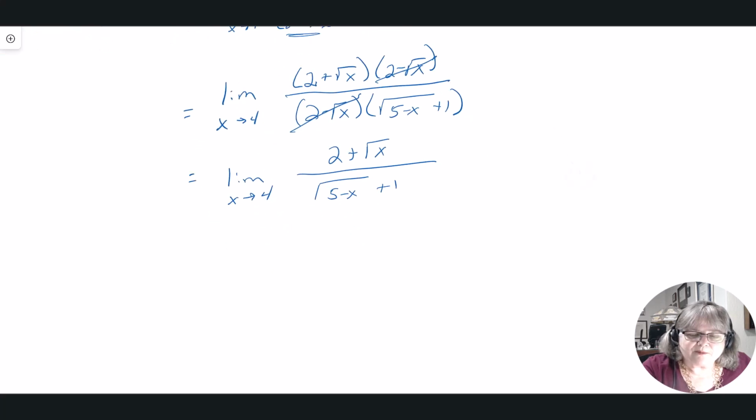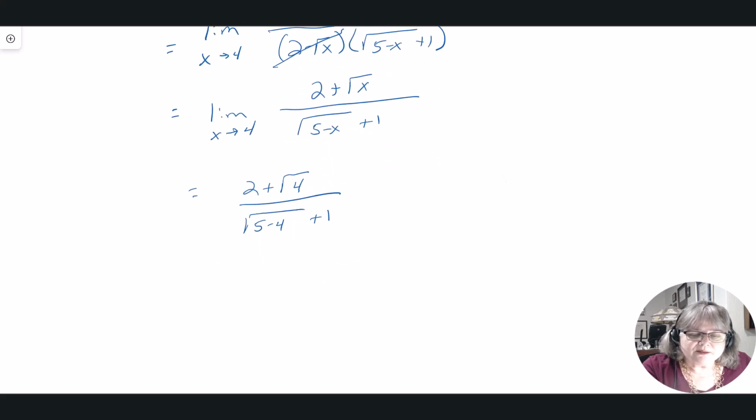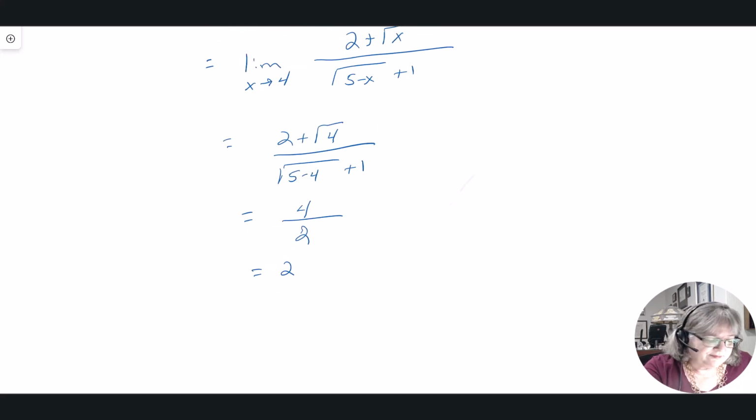So let's see how that works. We would have 2 plus the square root of 4 over the square root of 5 minus 4 plus 1. So this is 2 plus 2, which is 4. And the square root of 5 minus 4 is the square root of 1, which is 1, plus 1 is 2. So this turns out to be 2.